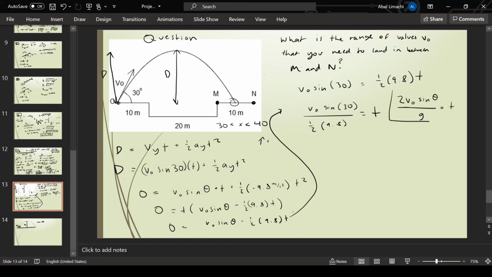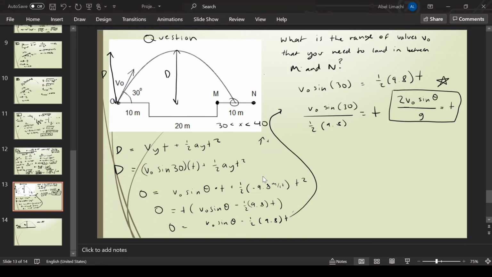So this is one of those shortcut equations that are never given to you, but it's true for all values of v initial and theta with that g, and it will give you the correct t. In this case, what we're solving for is the range of values of v initial that you need to land in between m and n. We need to find that range of values between m and n.